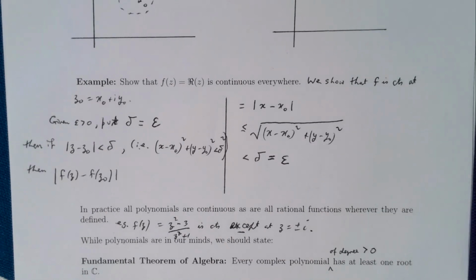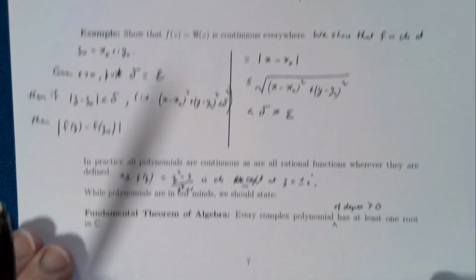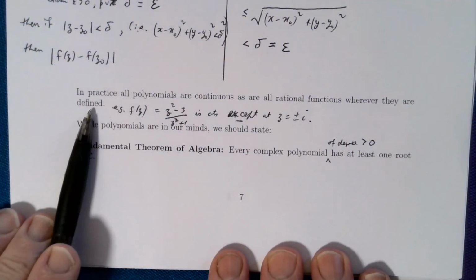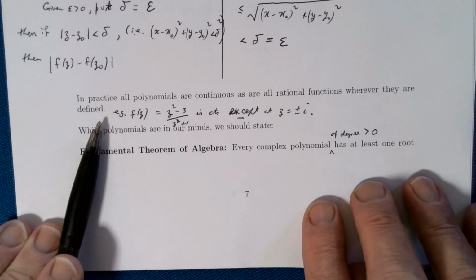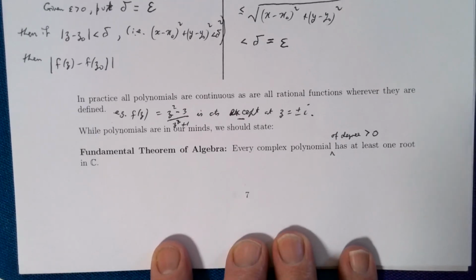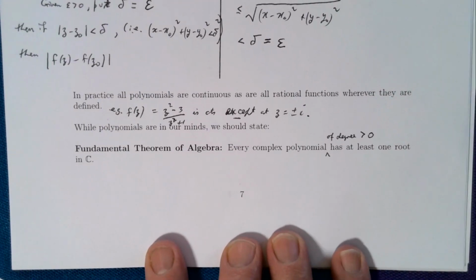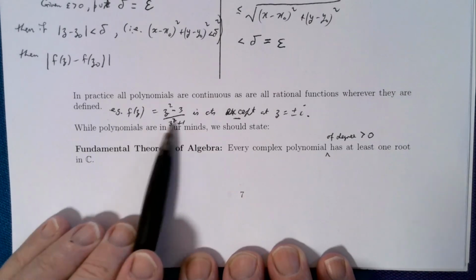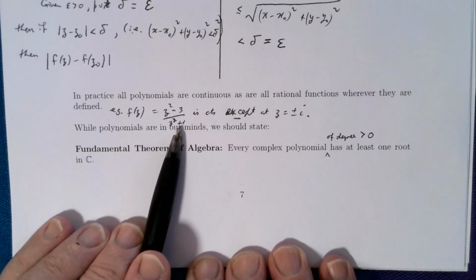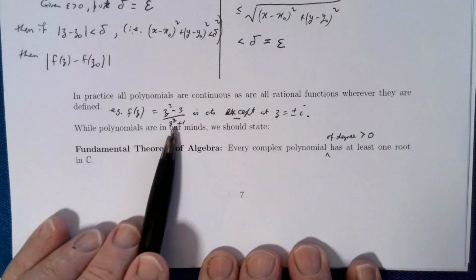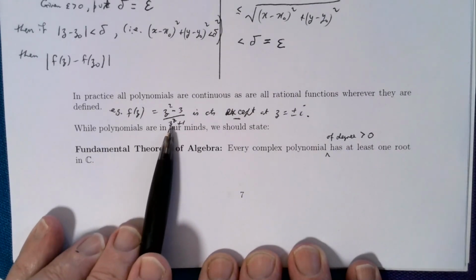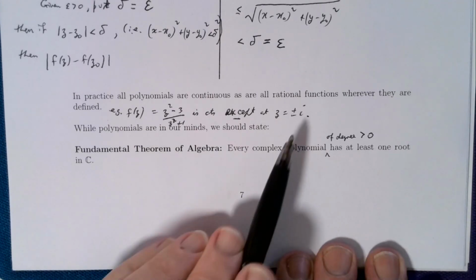Now in practice, all polynomials are continuous, as are all rational functions whenever they're defined. As a general rule of thumb, I always think all functions are continuous unless they've got a very good reason not to be. So for example, if I take f of z as, say, z squared minus 3 over z squared plus 1, then this is a rational function. It's continuous everywhere except when I'm going to divide by 0, and that's going to happen now at z equals plus or minus i.